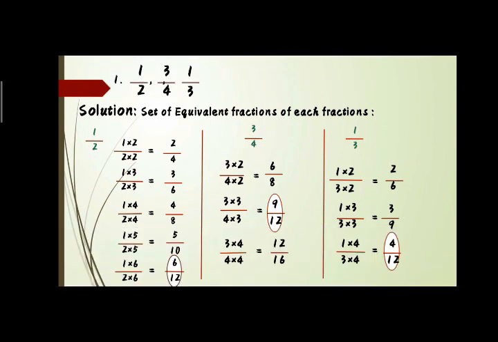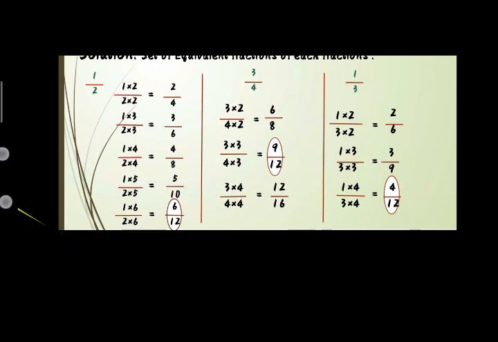Further you have to build one more equivalent fraction of these 3 fraction numbers. 1 upon 2 multiplied by 3, the equivalent fraction becomes 3 upon 6. Multiply the numerator and denominator by 3, the equivalent fraction becomes 9 upon 12. Multiply the numerator and denominator by 3, the equivalent fraction becomes 3 upon 9. Now again you have to check, you have not got the same denominator. Now move to the next equivalent fraction.